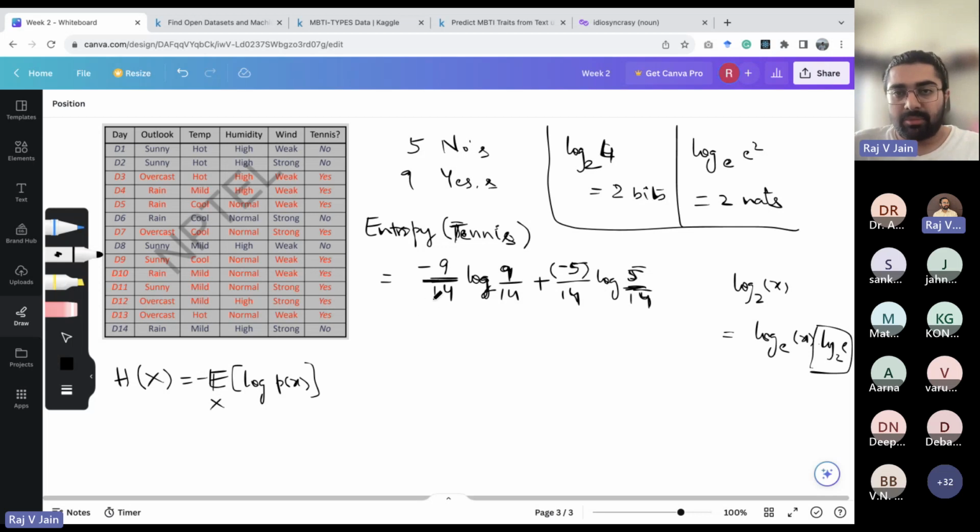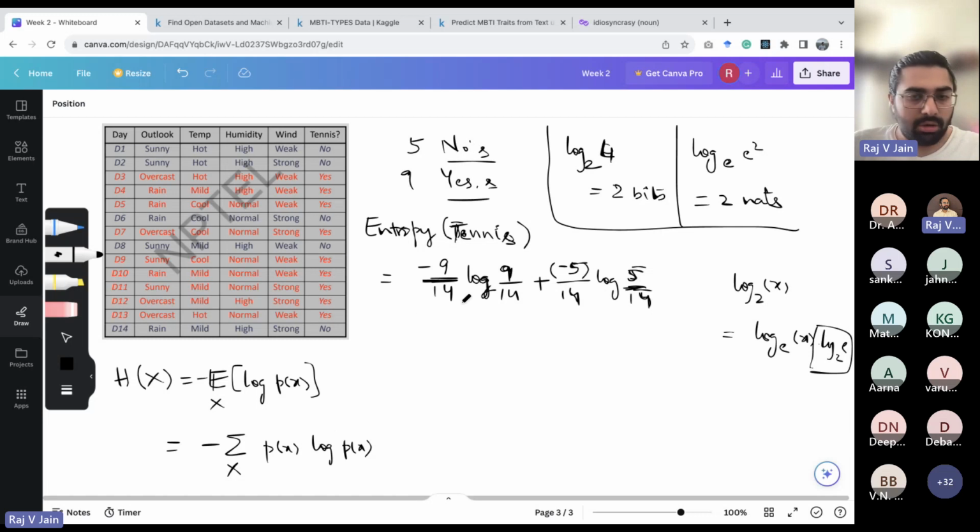So then here, what values can tennis take? That's the question we're trying to understand, right? Tennis can take only yes and no. So then we see what is the probability. And when you expand this for discrete variables, it turns out to be the summation over all possible values of X of P of X log P of X. So here, tennis can take only no or yes.